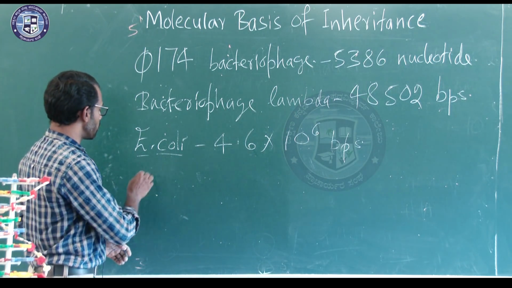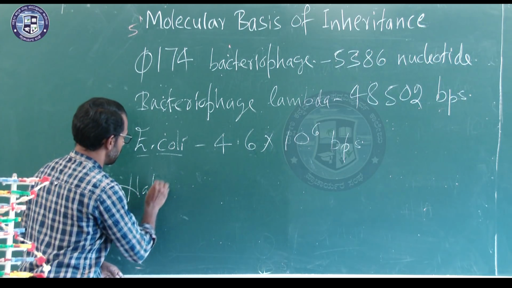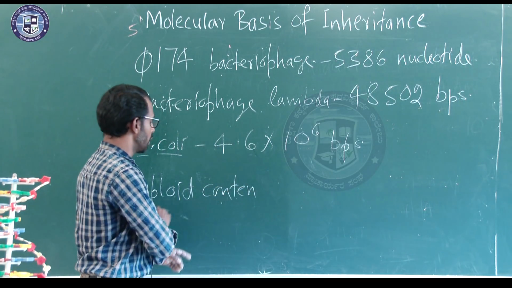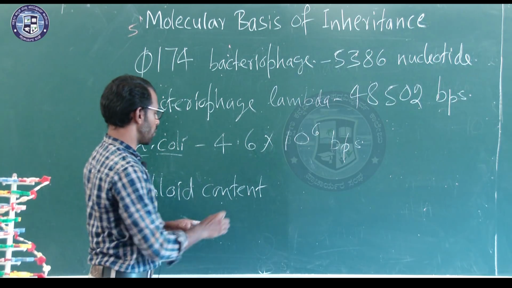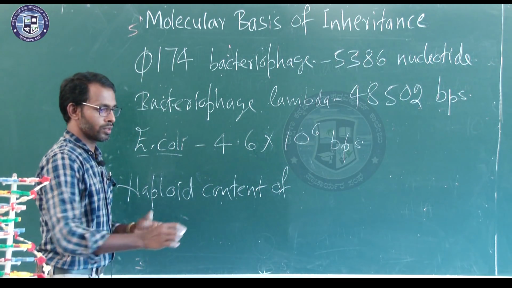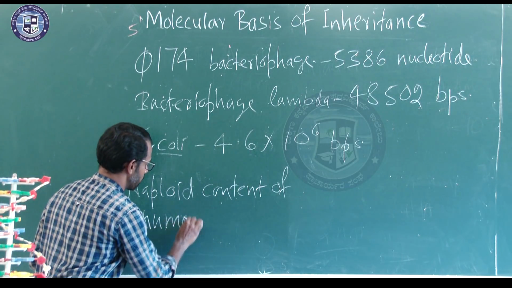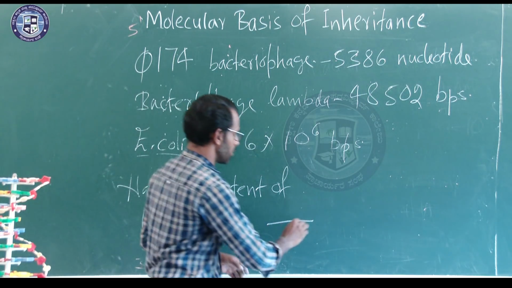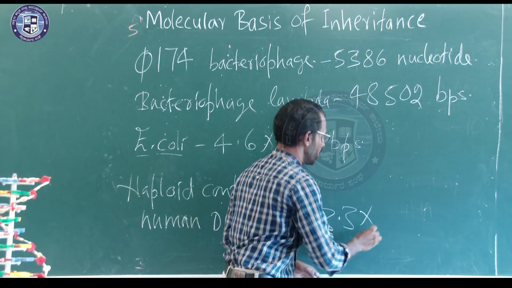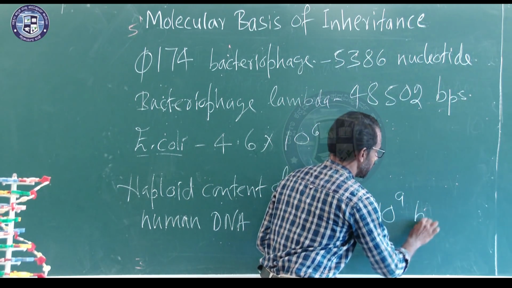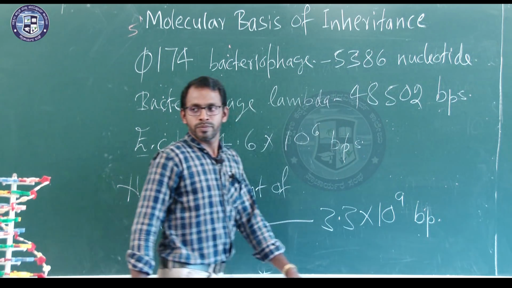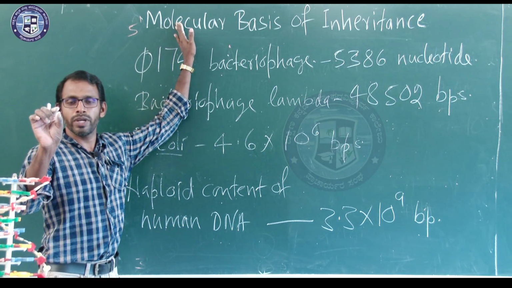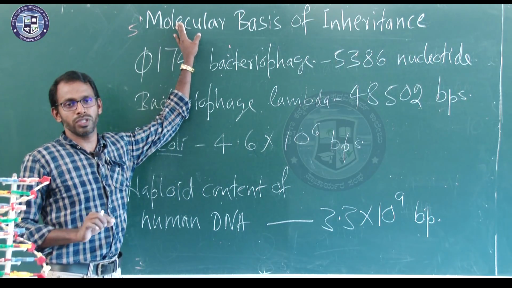And finally, when it comes to the haploid content of human DNA, the length comes up to 3.3 into 10 to the power 9 base pairs. The length of the DNA varies from species to species.